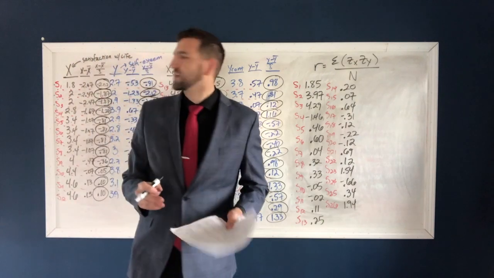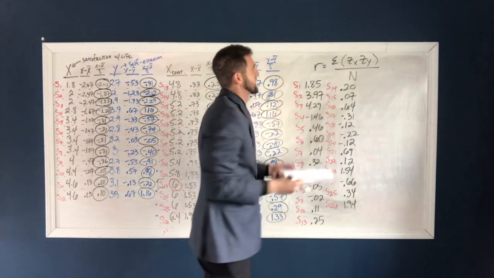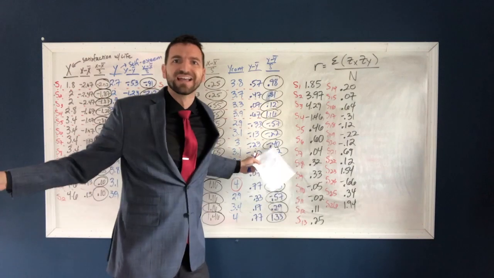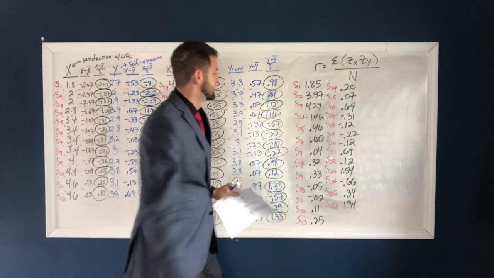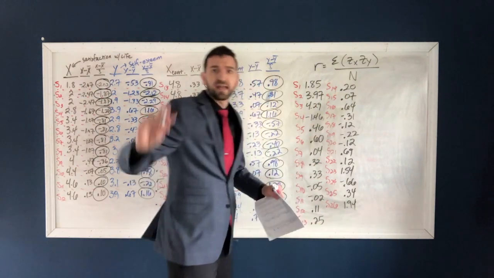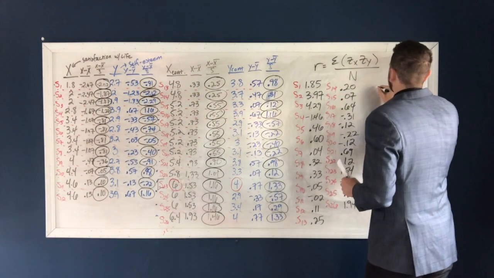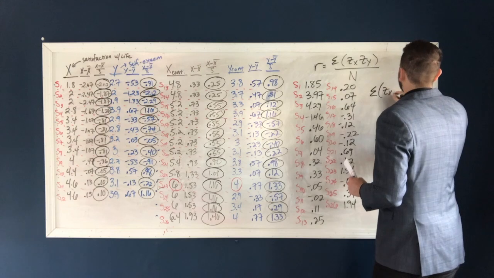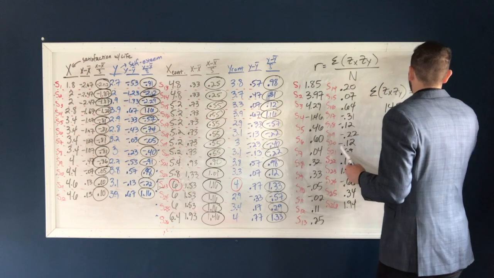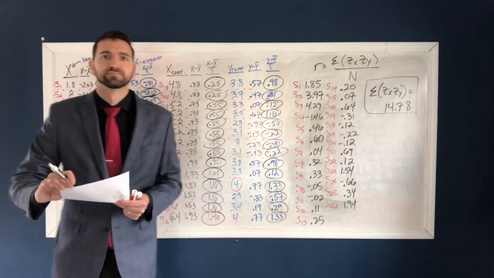Okay, that looks good. So the next step is going to be this. We multiplied the Zx and the Zy's together for each subject. So now we just have to sum them, or add them together. So go ahead and add up all of these values, and you should get 14.78.